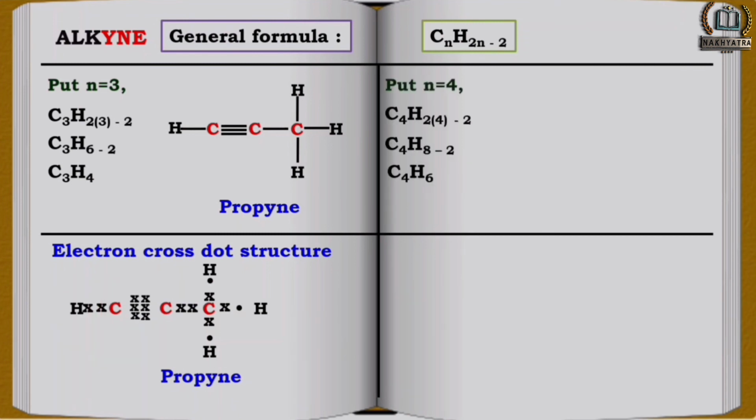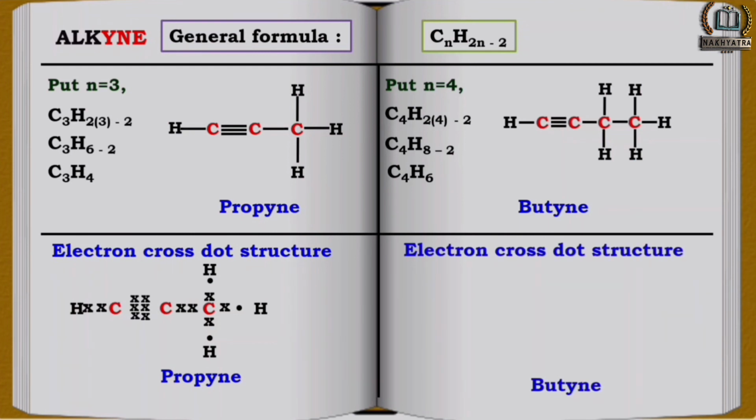Alright, now let's see, by putting the value for n equal to 4 in the formula, we will get C4H6. Try to make the structure. Okay, so this is the structure and the compound will be butyne. Now see the electron cross-dot structure for butyne. It is the same, where the dot represents the electrons of hydrogen and the cross represents the electrons of carbon. So clear, everyone?